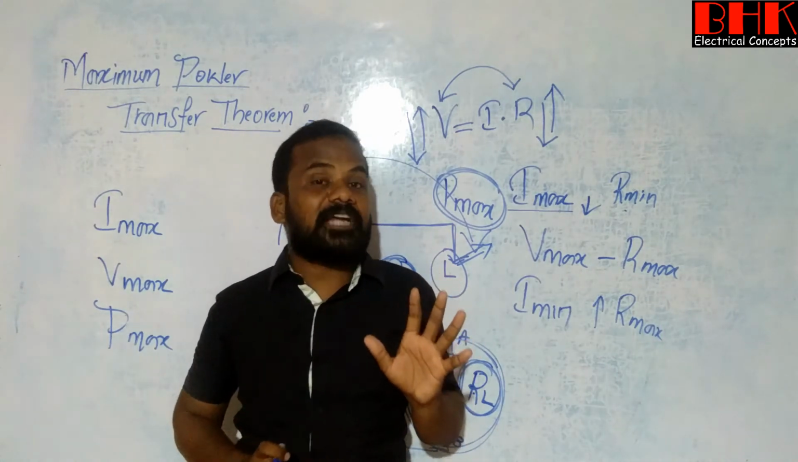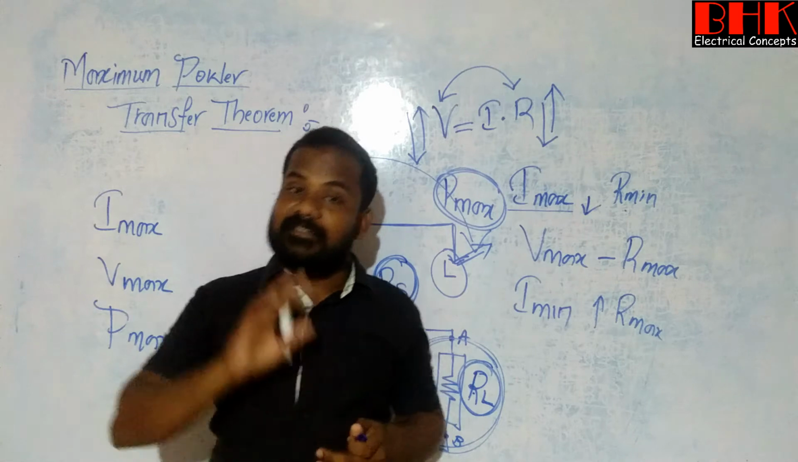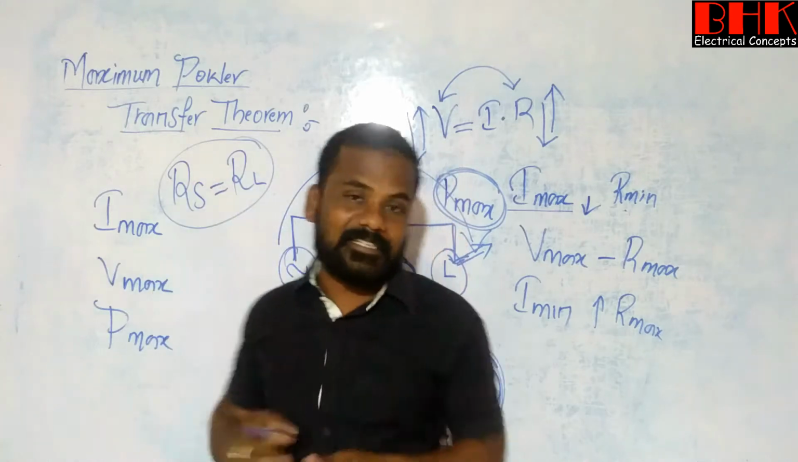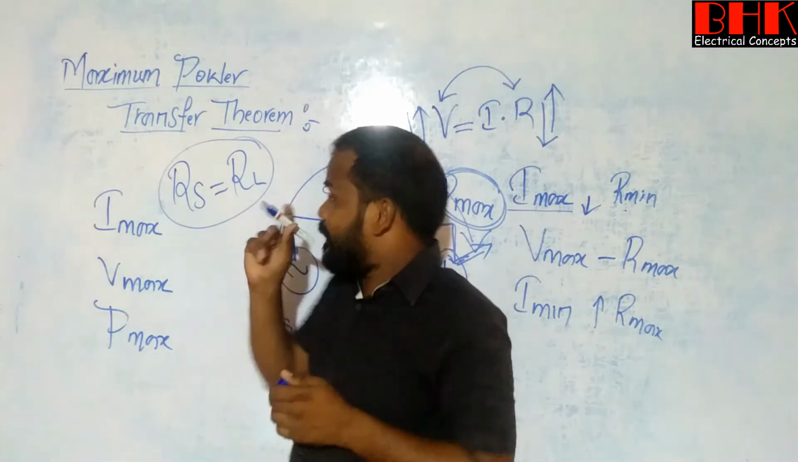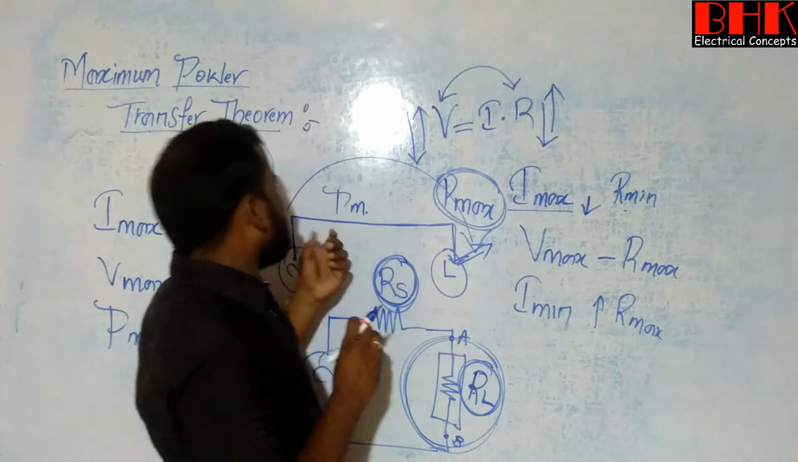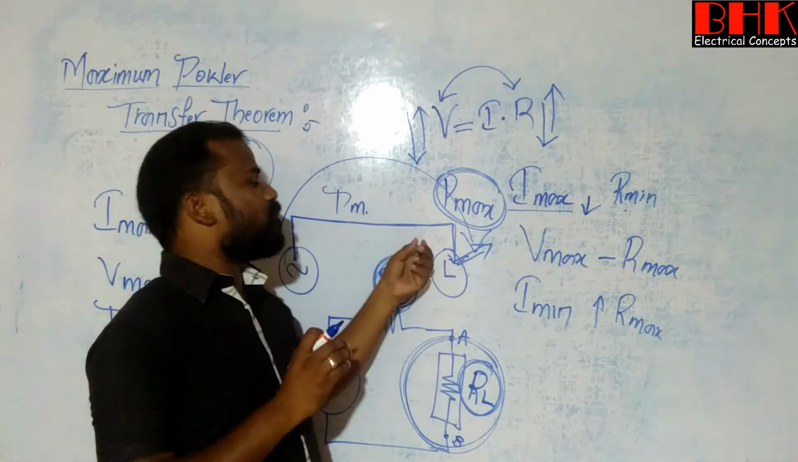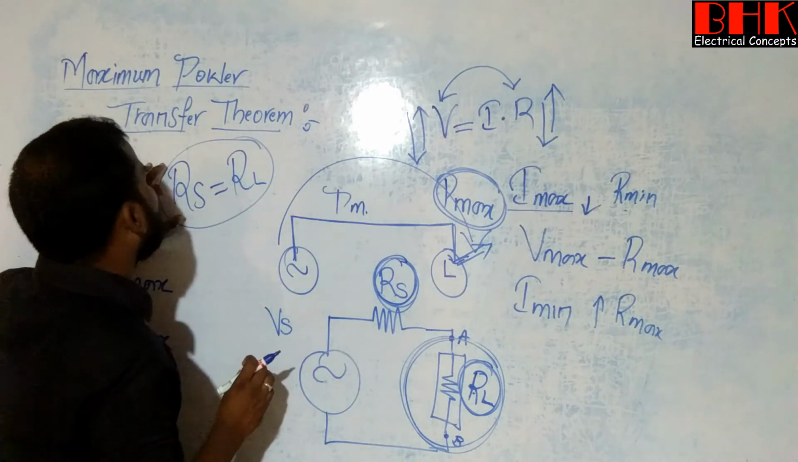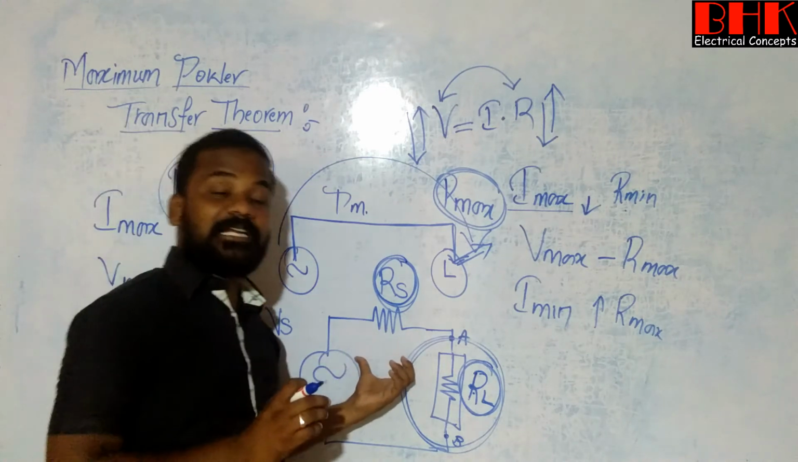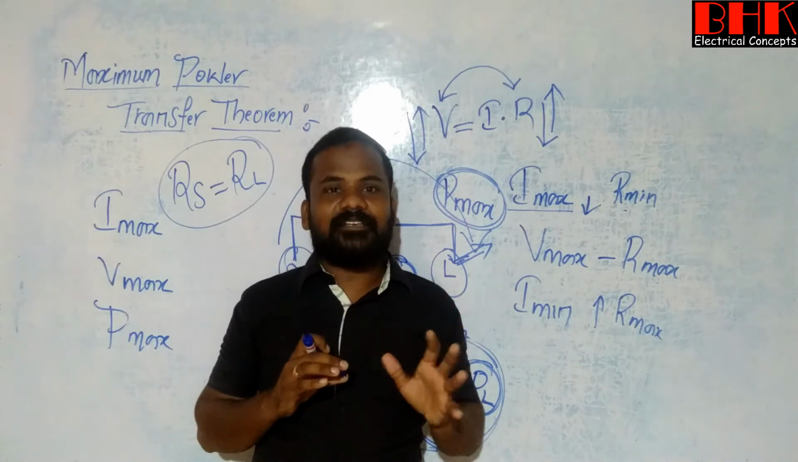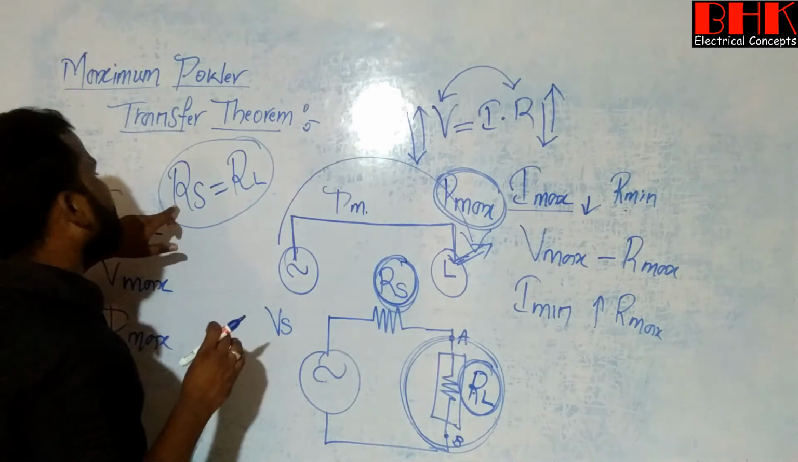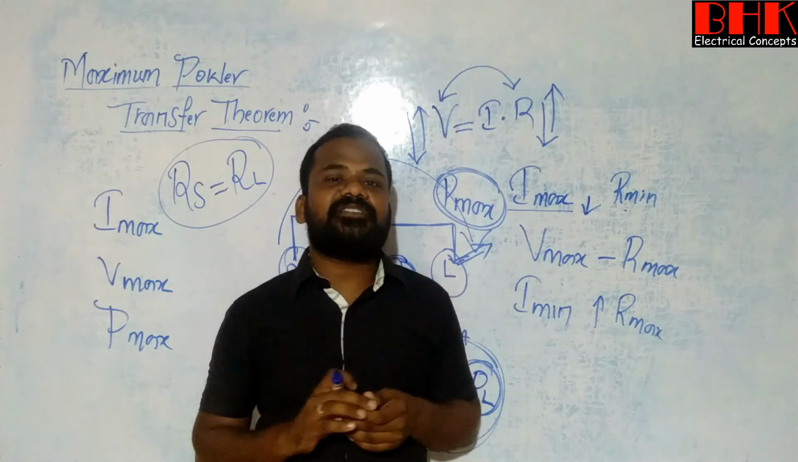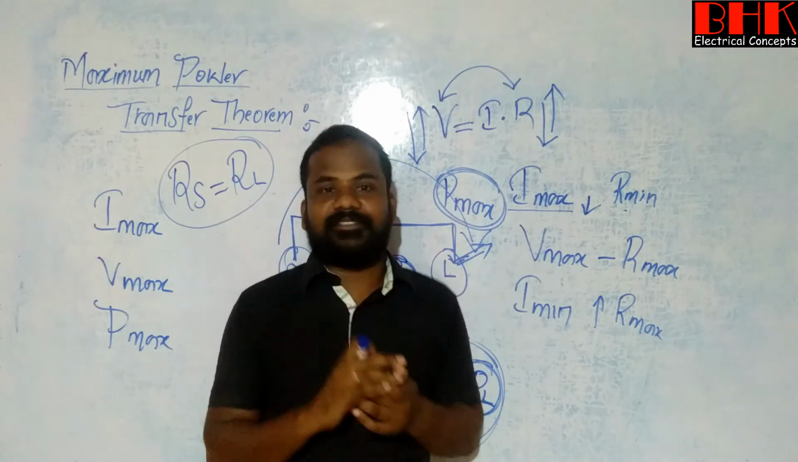If I want to transfer the maximum amount of power from source to load, the value of source resistance must be equal to the value of load resistance. But in order to transfer this maximum power, we need to get the relation RS is equal to RL from this particular circuit. So to get the relation RS is equal to RL, we need to consider one small circuit consisting of RS and RL, that is a resistive circuit.